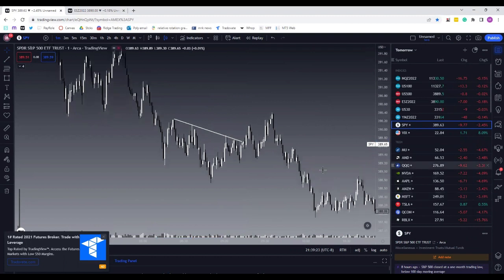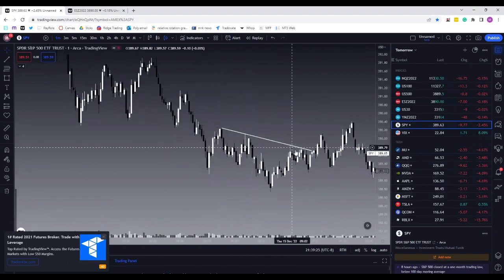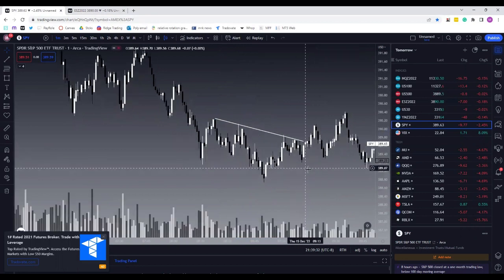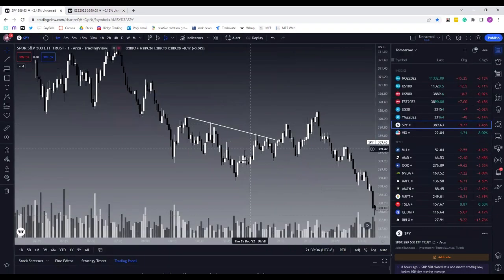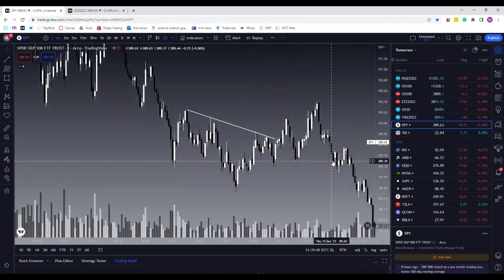What made this really clean is just the fact that you had 1, 2, 3, 4, 5. So it's just a really well-respected trend line. Pretty obvious that retail is trying to trade this trend line, push it down. And then off of this break here, this break here is where I look to go long off of the trend line break like this.